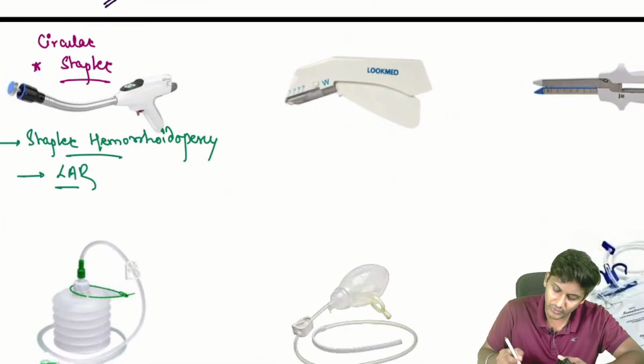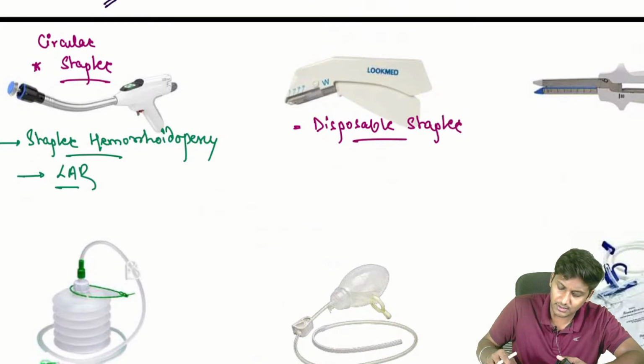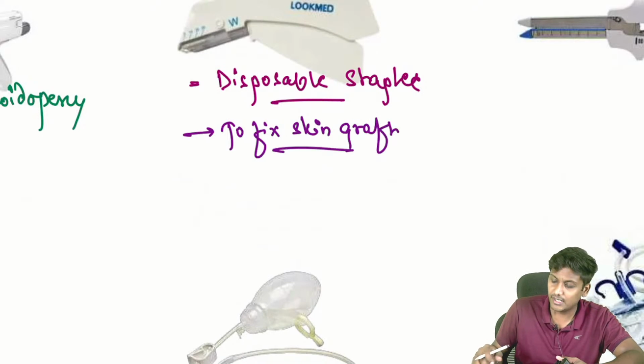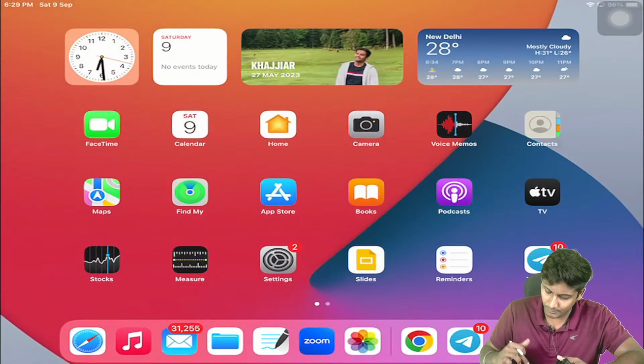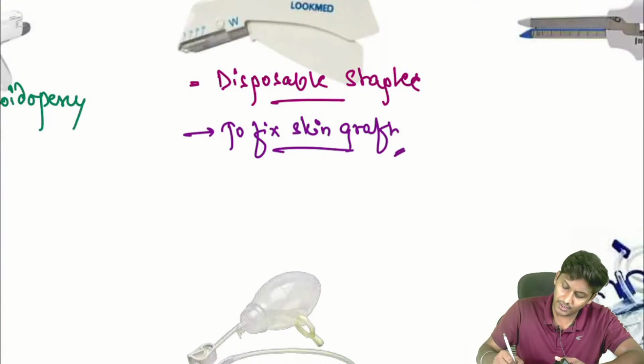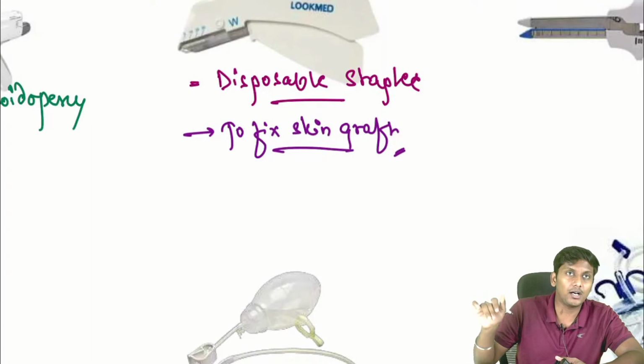Next one, children, this is a disposable stapler. And what is the use of this disposable stapler? You have to remember that it is used to fix a skin graft. Skin grafts are usually fixed with the help of this disposable stapler. I'll show you at the end of the class the images of skin grafts of my patients, in which you can see it is easily fixed.